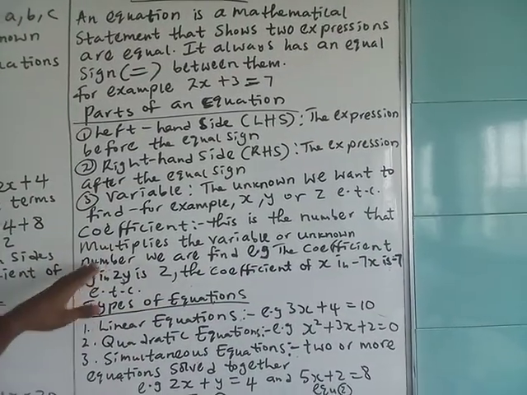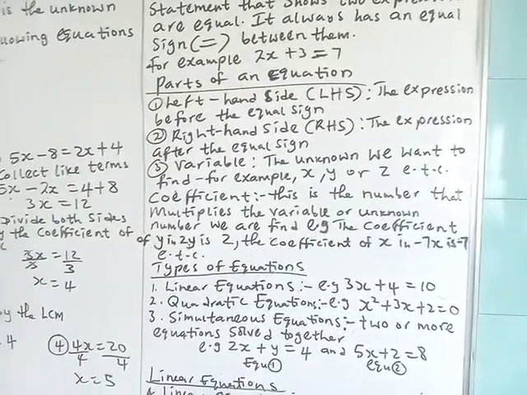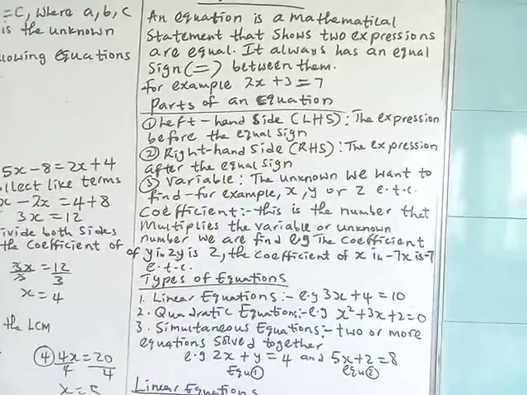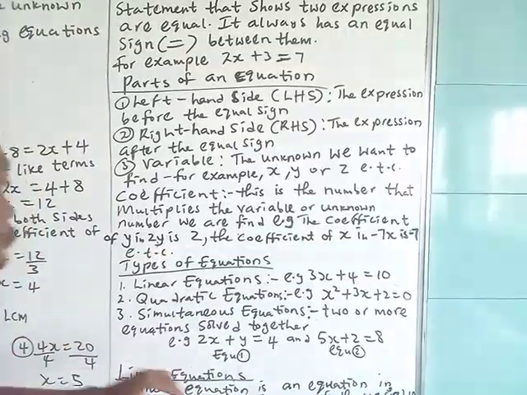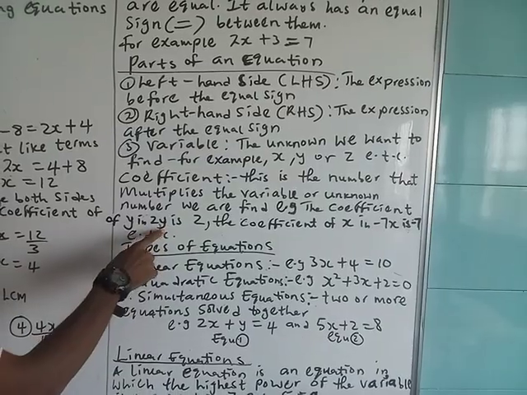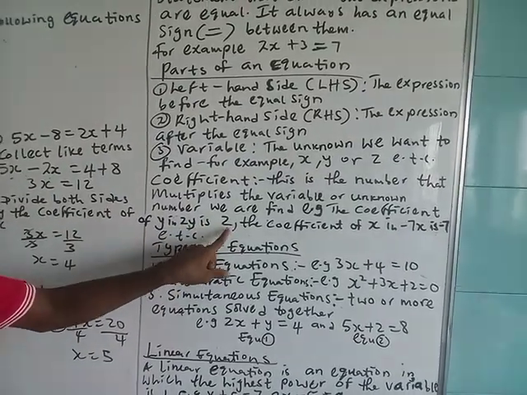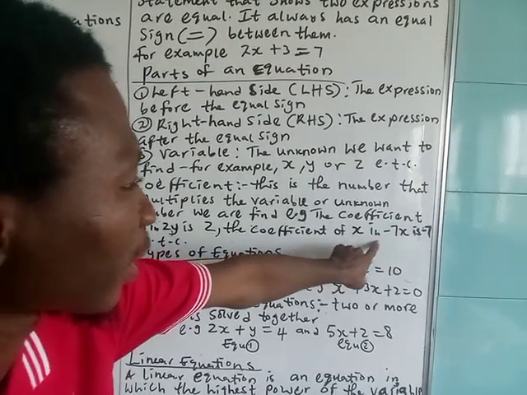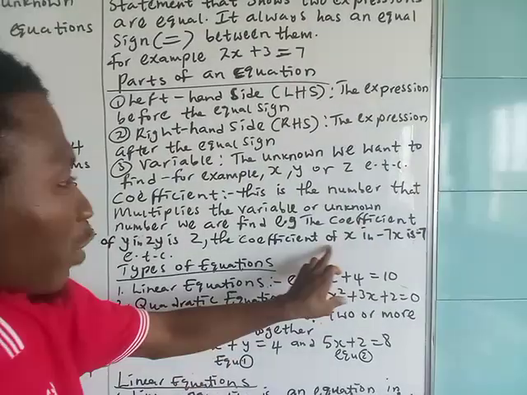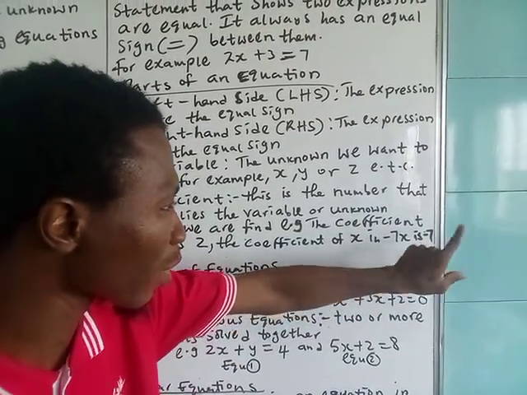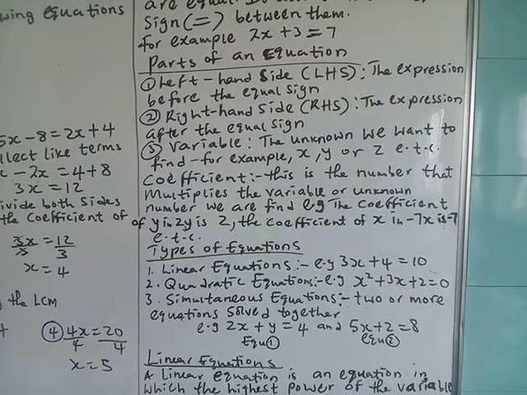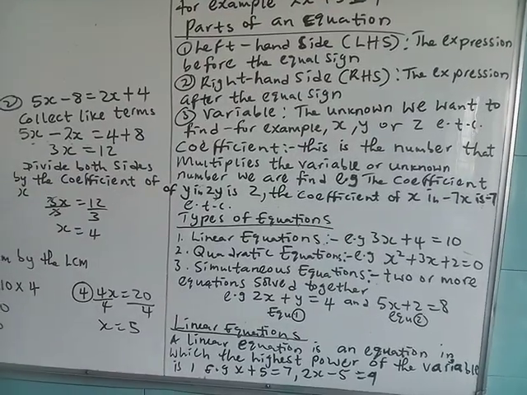Coefficient is another term that we need to know. This is the number that multiplies the variable or the unknown. The number that multiplies the variable or the unknown, we call it the coefficient. An example is the coefficient of y in 2y is 2. That is 2y, 2 multiplies y, so therefore 2 is the coefficient. The coefficient of x in minus 7x is minus 7, because minus 7 is multiplying x. So therefore minus 7 is the coefficient. And so on and so forth.